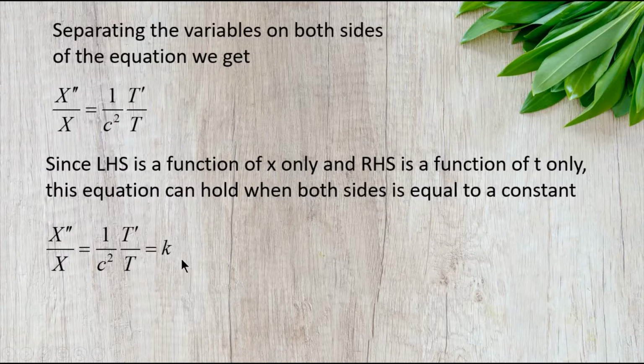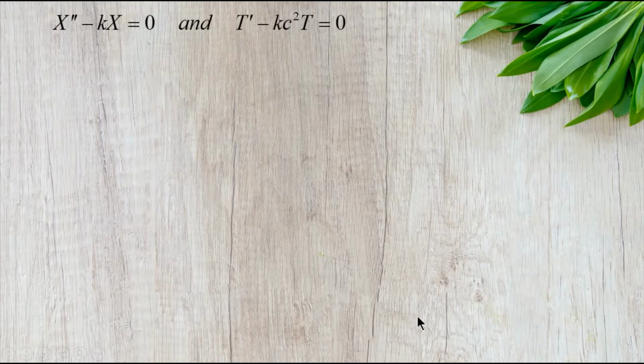So we can equate the ratio to a constant and make use of the ratios separately to get these two equations. Now consider these equations. We are going to solve these equations to find out the solutions of capital X and capital T. Now here we have a second order differential equation, but here we have a first order differential equation. Now we find a solution of capital X here and we find the solution of capital T here, and it is a homogeneous differential equation because the right hand side is 0.